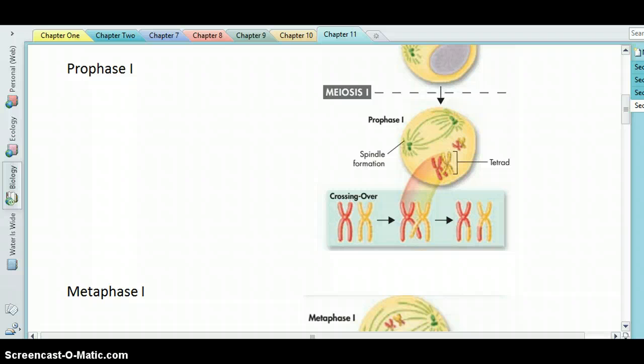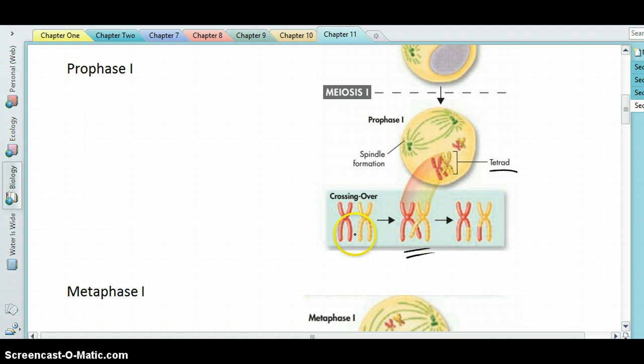Now, in prophase 1, that is in meiosis, something unique happens here. The homologous chromosomes get together and they form what's called a tetrad, meaning you basically have 2 chromosomes with 4 chromatids gathered or bunched up. At this tetrad stage, what happens is a process called crossing over. You can see that the homologous chromosomes will exchange pieces of DNA.